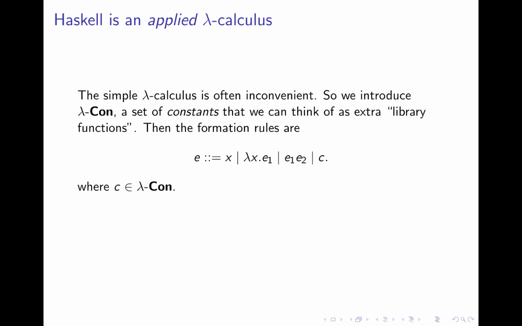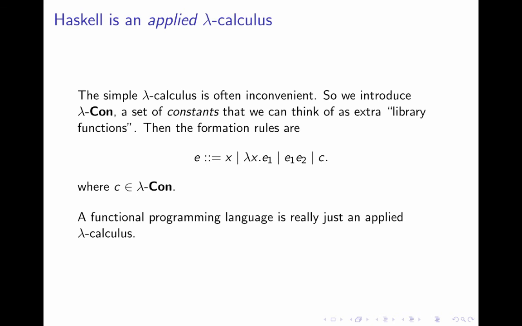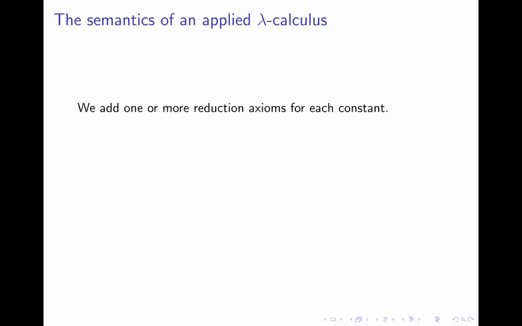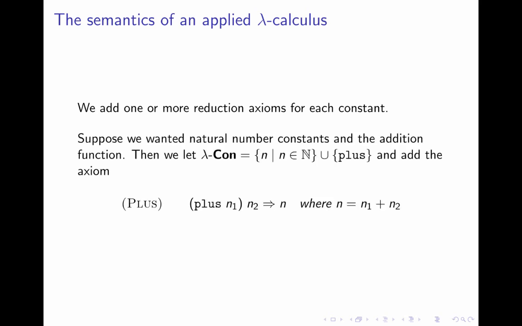The way to achieve that is to introduce a set of constants that we can think of as library functions, and then the formation rules for the abstract syntax will be extended with an expression also being a constant C. And then a functional programming language is just an applied lambda calculus with a very large library of constants. That's all. To get the semantics of the applied lambda calculus, we just add some reduction axioms for each constant. Suppose we want, say, the natural numbers and addition, then the lambda constants would be a constant for each natural number and a constant called plus, and then we would have an axiom saying that plus n1 and n2 reduces to n, where n is n1 plus n2. So that's all.